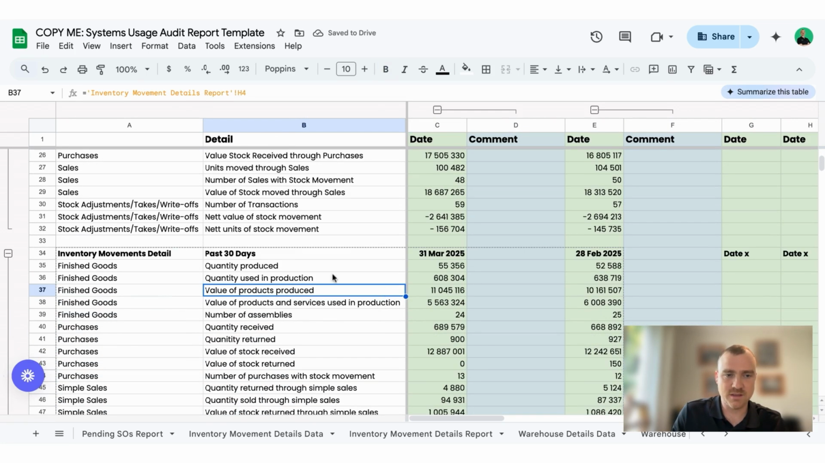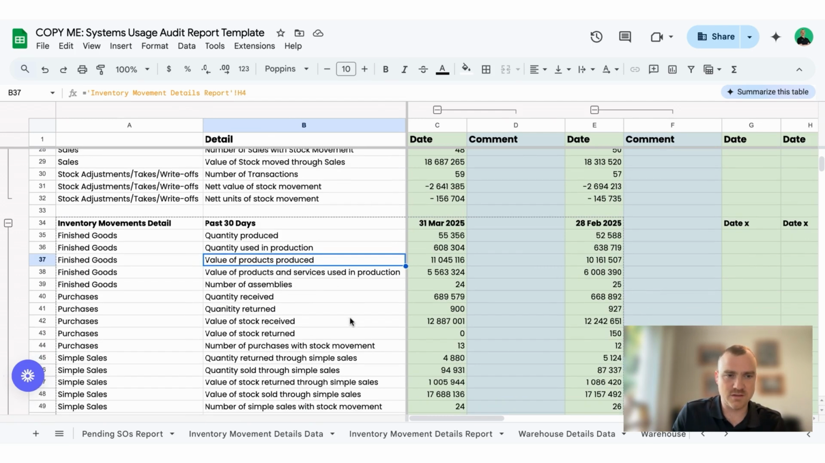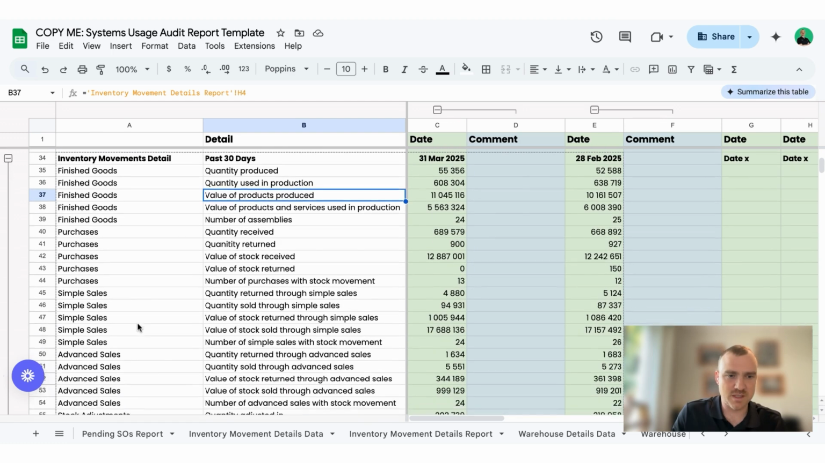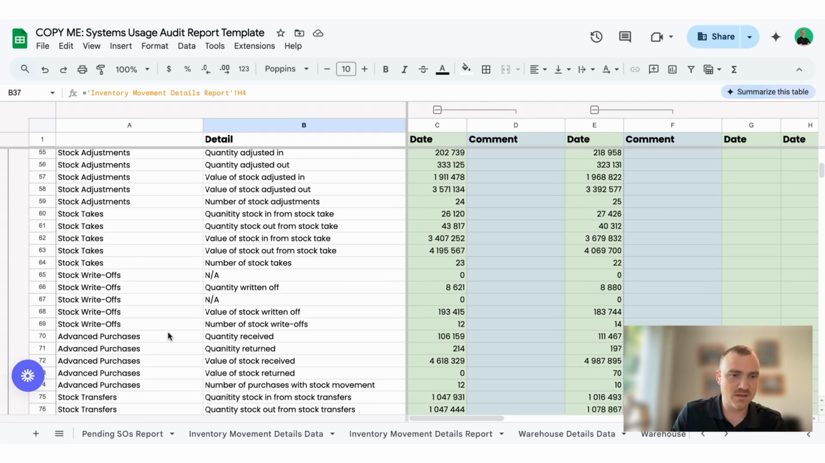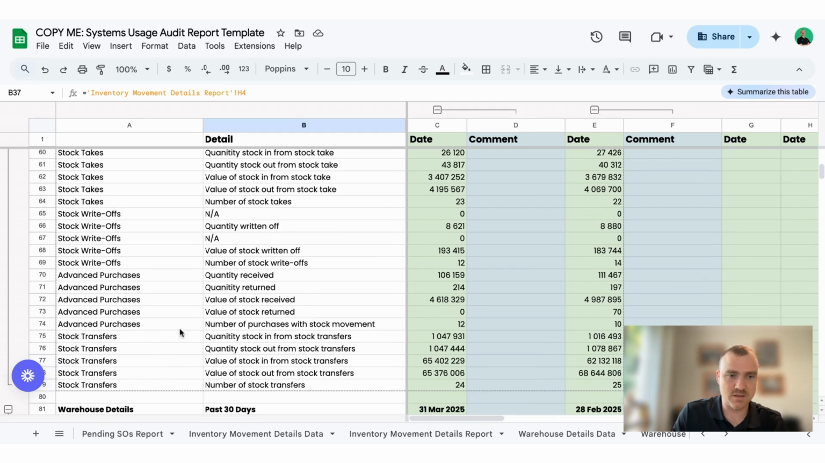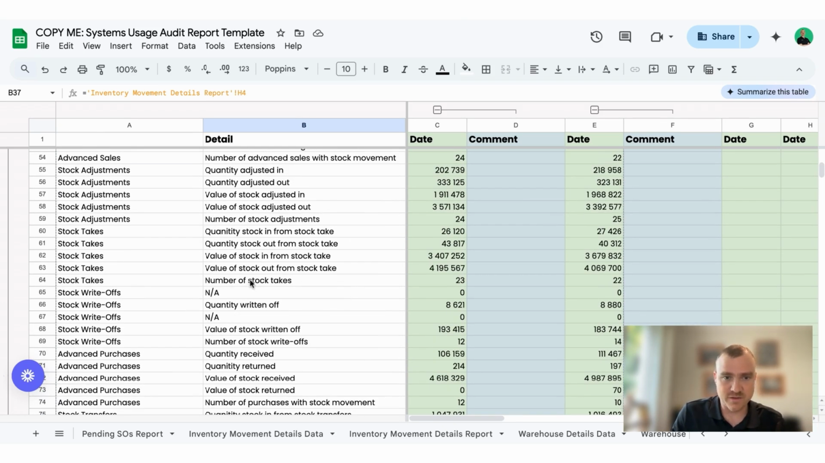If something did pop up for you that doesn't make sense, just come in here and look at the inventory movements detail. This just shows all the underlying transactions that we've just discussed: finished goods, purchases, simple sales, advanced sales, stock adjustments, stock takes, write-offs, advanced purchases, and stock transfers. Now, in this case, let's have a look at the number of stock takes.